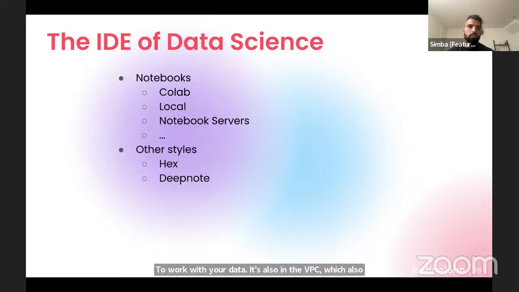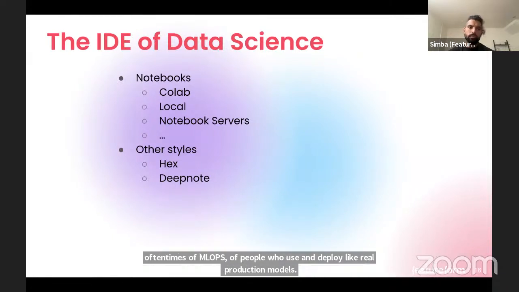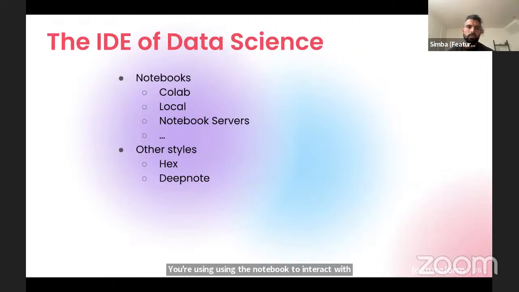There's other approaches like Google Colab is obviously a very popular one, where you use a web-based tool. The thing about notebooks is, oftentimes with MLOps, with people who deploy real production models, you're usually using the notebook to interact with your production systems too. So it's not just where you do experimentation. Obviously, that's a big piece of it, but it's oftentimes where you'll actually interact with your feature store, where you'll interact with your experiment server, you'll interact with your deployment, and more.